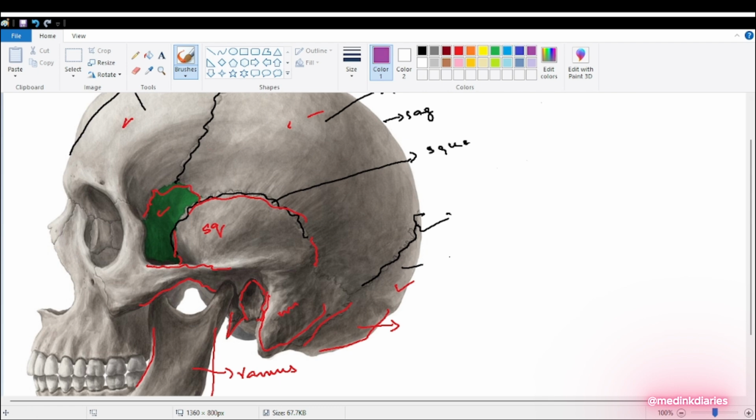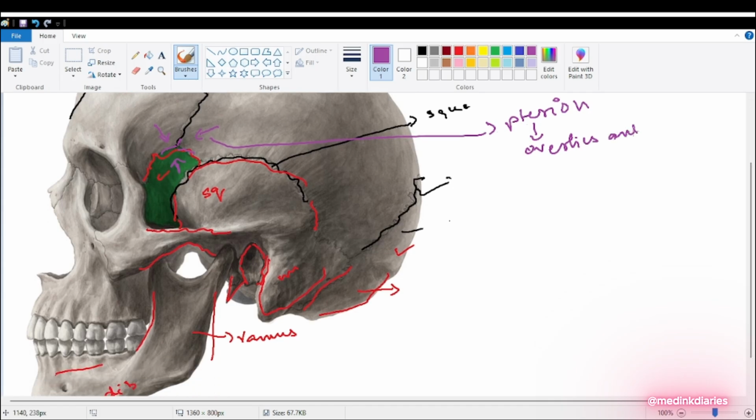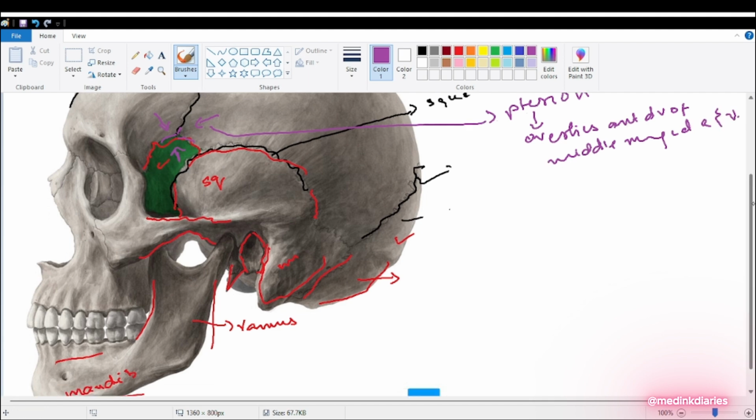Okay, now there is an important point on the lateral view of the skull. Here, let me use another color. Yes. Here where all these sutures meet, this is the thinnest part of the lateral side of the skull and it is known as the pterion. And its importance is that it overlies the anterior division of the middle meningeal artery and vein.